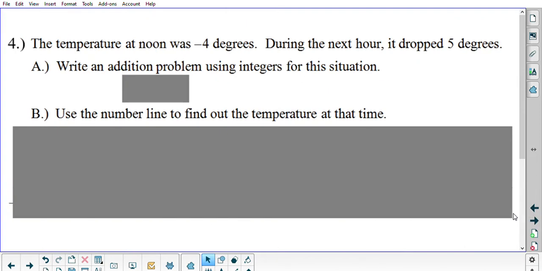All right, let's see if you can do part A and B of number 4 on your own. Hit pause on the video. Let's see how you did. All right, I hope you did part A, at least part A on your own. Let's see how you did.